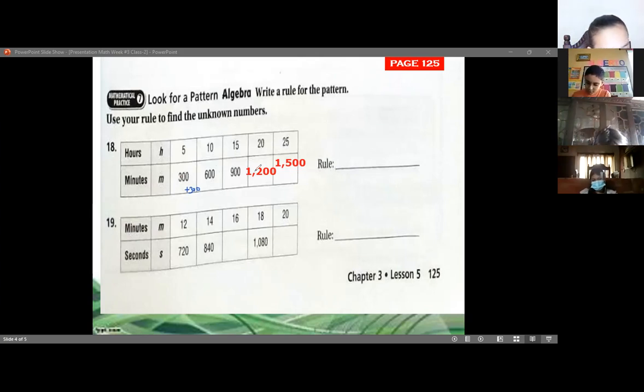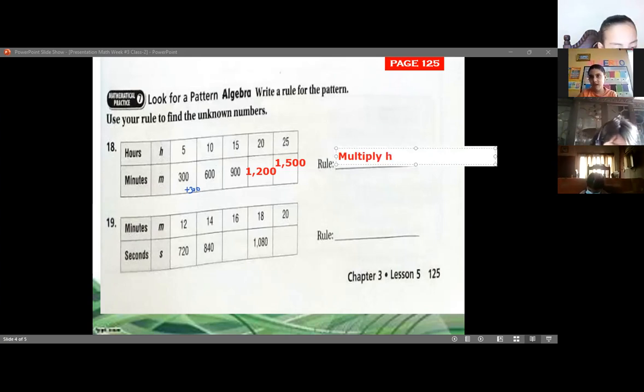But there is another rule, class. Using multiplication, we can multiply. Which letter? As you can notice, we have the hour. So the letter H is the hour. So we multiply the H by 60.